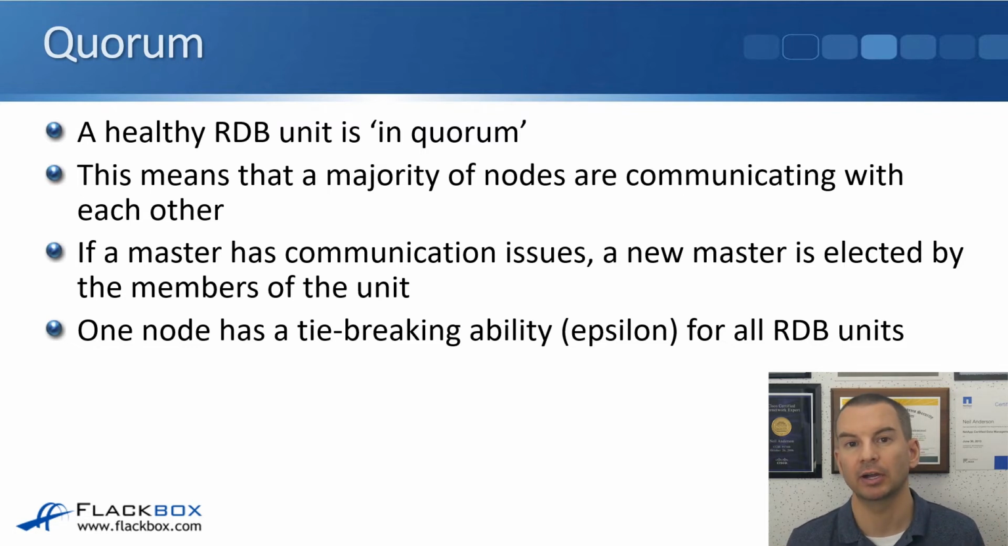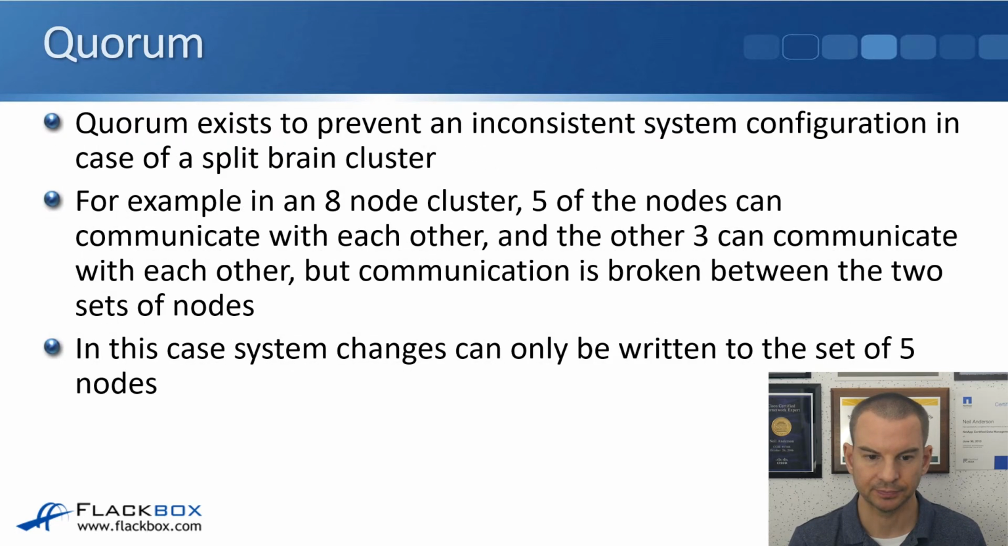If a master has communication issues over the cluster interconnect with the other nodes, then a new master will be elected by the members of the unit automatically. So all this stuff with the RDB and with Quorum and Epsilon coming up, it's all managed by the system itself under the hood. You don't really need to configure anything here. One node has a tie-breaking ability, Epsilon, for all RDB units.